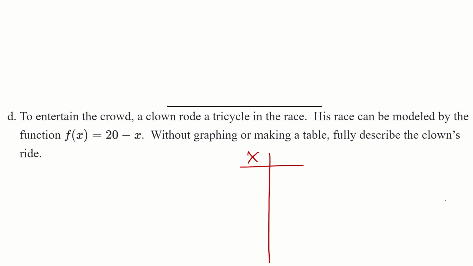So remember, x was time in seconds and y was distance from the starting line. And if I consider time 0, that's the start of the race, if I put 0 in for x, this becomes 20 minus 0, which is 20. Oh, and at 1 second, the clown is at 19. At 2 seconds, the clown is at 18. So what's happening is the clown, of course, is traveling backwards.